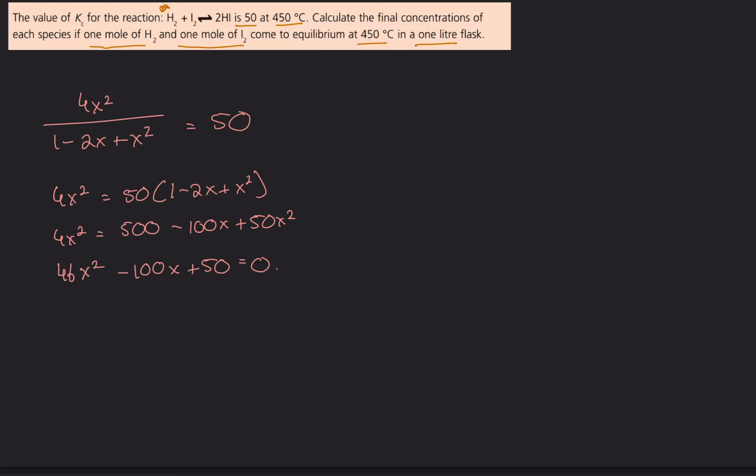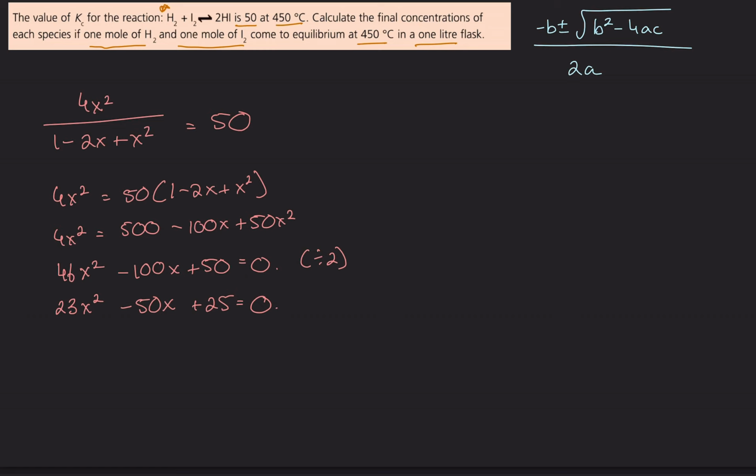Now, is there a number that we can divide across the line? There is, 2. If you divide the whole line by 2, just to simplify even further, you'll get 23x squared minus 50x plus 25 equals 0. Now we're not going to go with the normal brackets factorization or magic number. We're going to have to go with the minus b formula, and this is in your log tables. Minus b plus or minus the square root of b squared minus 4ac, all over 2a, and your x equals that.